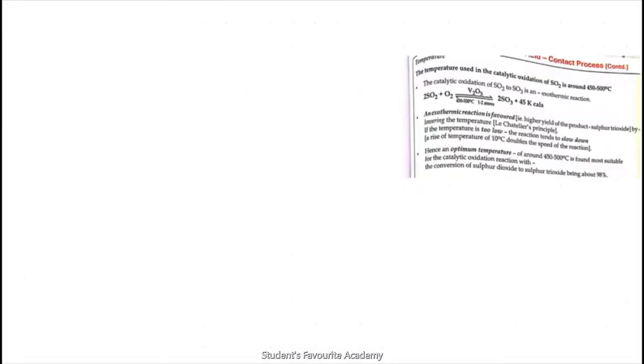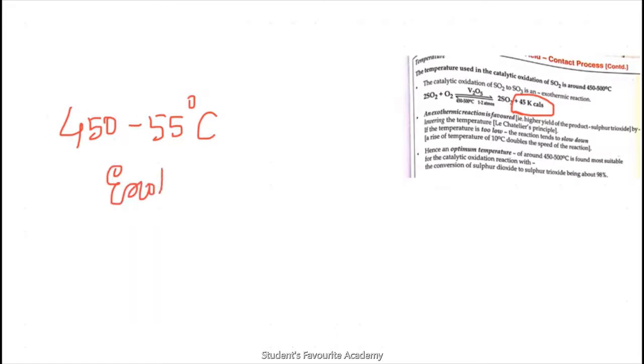Okay, now we'll be talking about temperature, children. We have already studied the temperature has to be between 450 and 500 degrees Celsius. And then what is happening? How much heat is being released, children? It is 45 kilocalories. And that is why the reaction is called exothermic. Now an exothermic reaction is favored by lowering the temperature. If you have studied Le Chatelier's principle, what is happening, children? If I want to favor an exothermic reaction, how can I do that? I can do that by lowering the temperature.